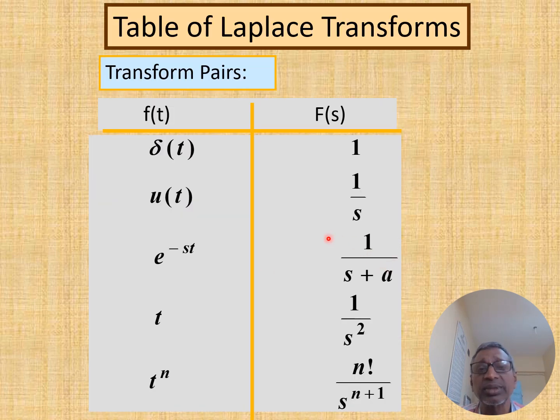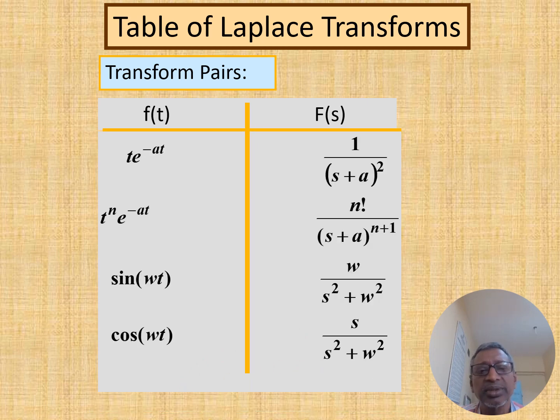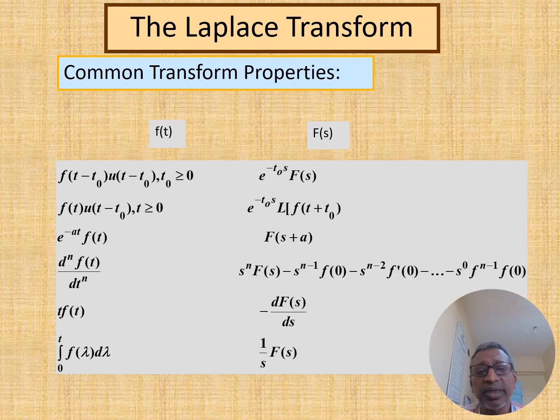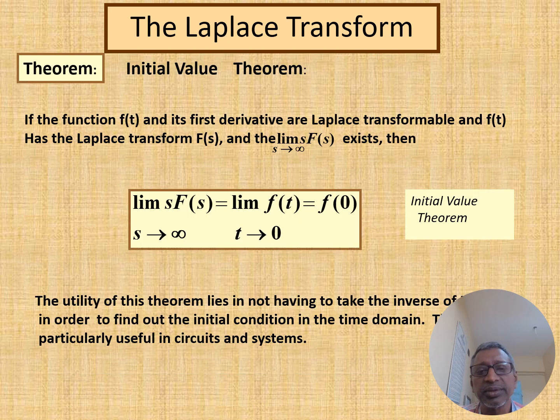So this is the Laplace transform table. So far we are done. Delta of t is equal to 1, u of t is equal to 1 by s, e^(-at) is equal to 1 by s plus a, t equals 1 by s square, t^n is n factorial by s^(n+1). So this is continued. We have already calculated all these Laplace transforms. These are some things we have tabulated. These are the common properties.